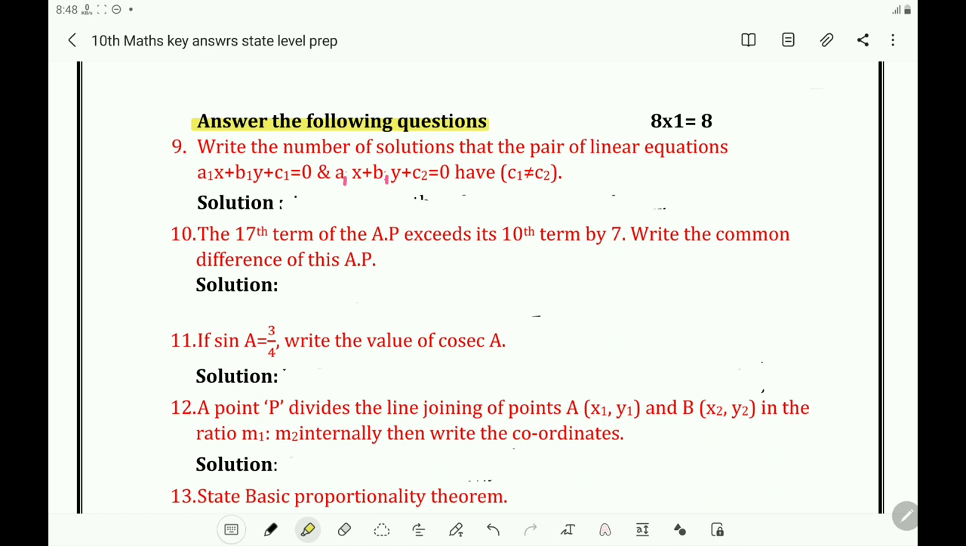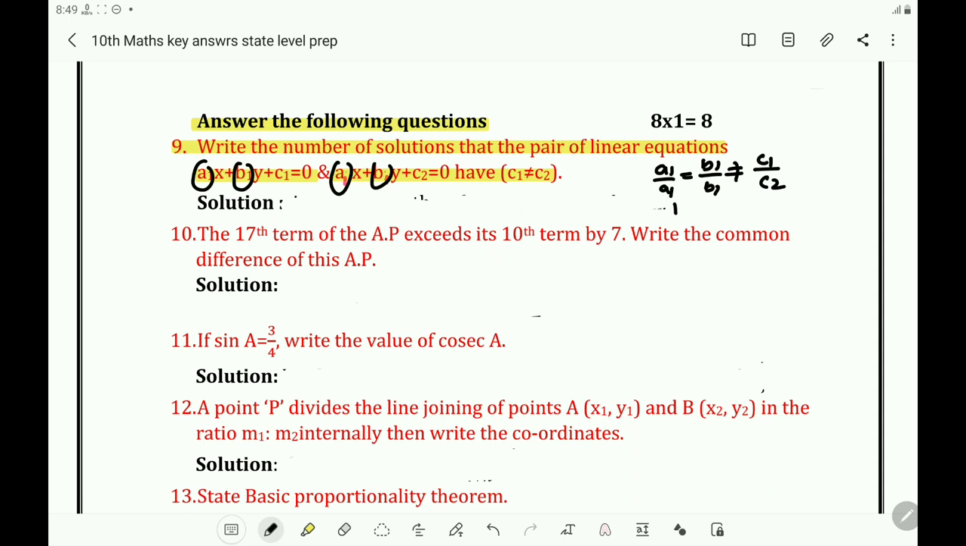Ninth question is, write the number of solutions that the pair of linear equations a1x plus b1y plus c1 equals 0 and a1x plus b1y plus c2 equals 0 have, where c1 is not equal to c2. Here you observe that a1 is there, b1 is there. So you can have a1 by a1 equals b1 by b1, and that is not equal to c1 by c2, as c1 is not equal to c2.